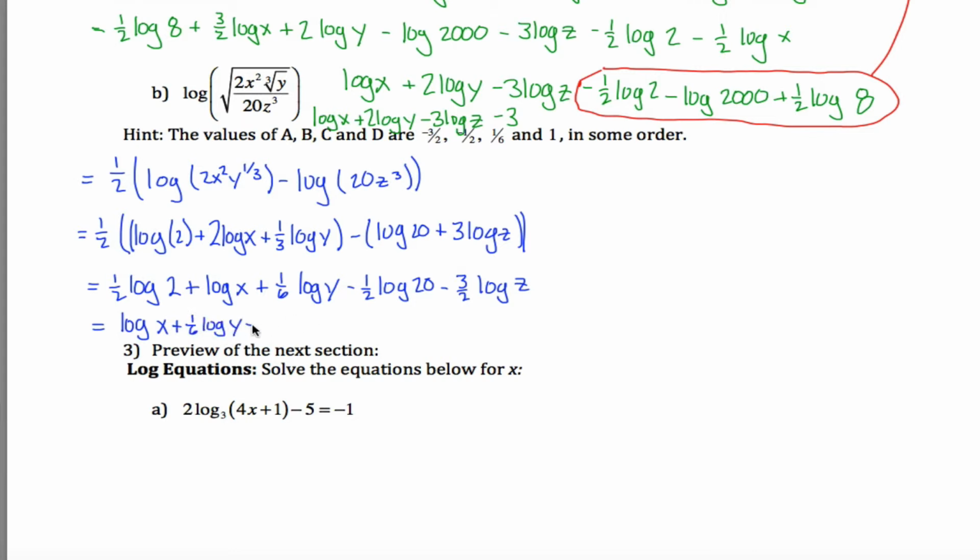Minus 1/2, minus 3/2 log z. And then the question becomes, what about the constant term? Maybe I can do that off on the side again. 1/2 log 2 minus 1/2 log 20. Well, I can bring that 1/2 up and make that the log of 2 to the 1/2 power, aka the square root of 2.